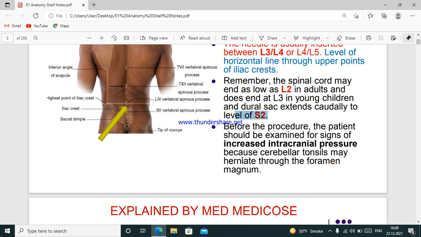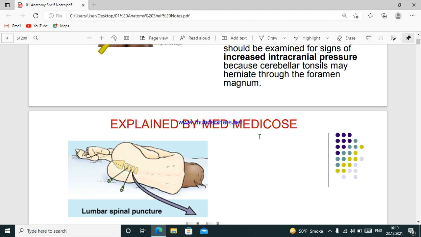Before the procedure, the patient should be examined for signs of increased intracranial pressure, because the cerebellar tonsils may herniate through the foramen magnum. If there is an increase in intracranial pressure, we must not do lumbar puncture, because it would increase the intracranial pressure further, and as a result herniation through the foramen magnum may occur.